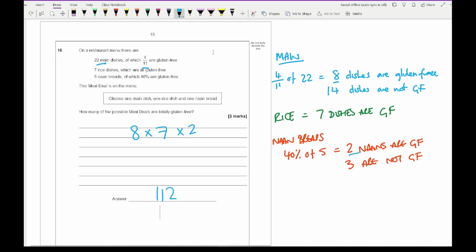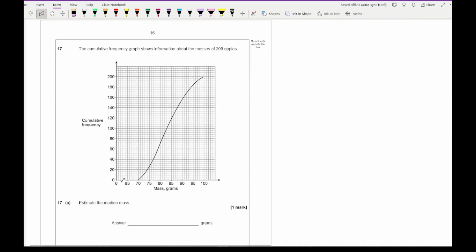Then moving on to question 17, it says the cumulative frequency graph shows the information about masses of 200 apples, and we need to estimate the median. We know that there's a total of 200. If we split that in half, 200 divided by 2 equals 100, that tells us the position of where our median is going to be. So our median is going to be at 100. Then as soon as it hits the curve, we project downwards, and if that was a straight line, we're looking at 86 grams.